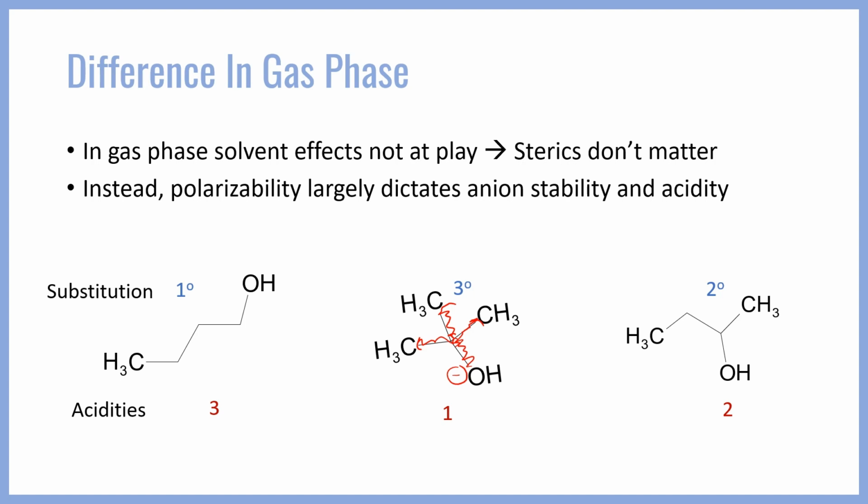In the case of the secondary anion, it can distribute to 2 carbons. In the case of the primary anion, it can only distribute to 1, and so it's going to be the least stable. So in gas phase and liquid phase, we see inverse trends related to substitution.